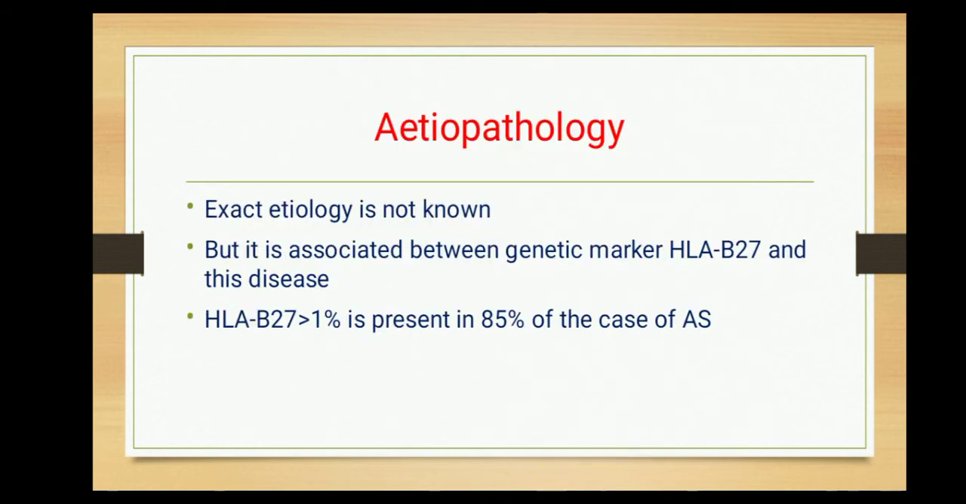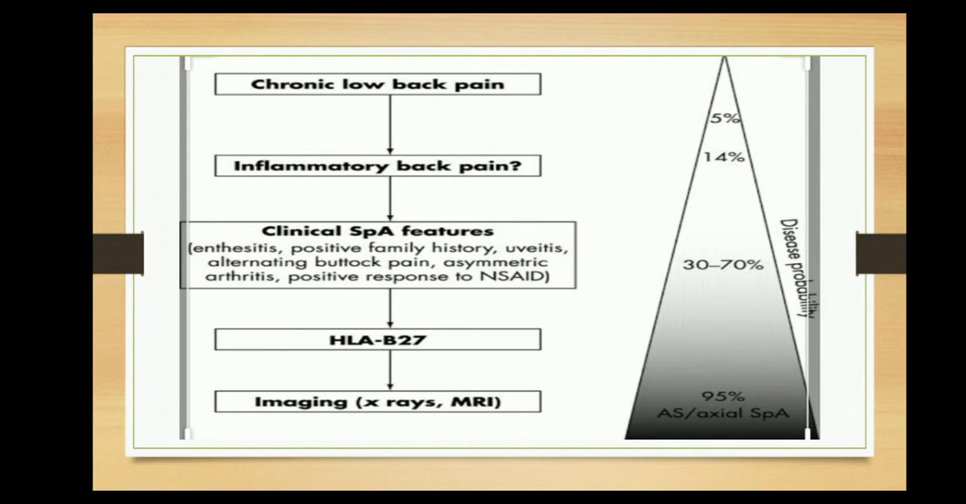Okay, now we have to discuss first the etiology. Etiology means how the disease is caused. Exact etiology is not known, but some genetic factors, like the genetic marker HLA-B27, are associated with this disease. HLA-B27 is present in more than 85% of cases of ankylosing spondylitis. This figure is very important.